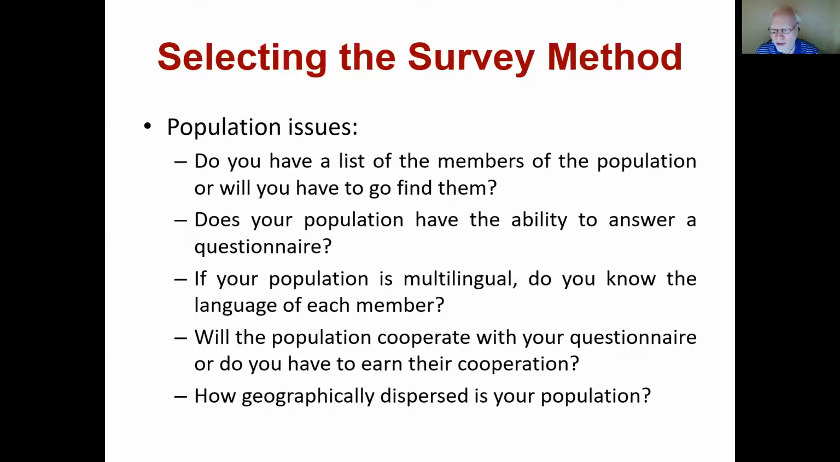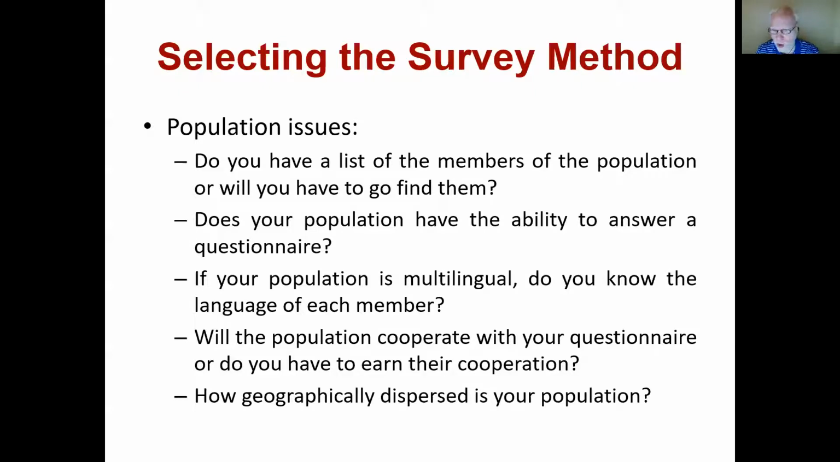Is your population multilingual? Do you know the language of each member? If you're doing a survey in Quebec of all Quebecers, unless you know whether members of a particular household are English or French, you wouldn't be able to do a mail survey unless you included both languages. But you wouldn't want to just be randomly sending out English surveys and hoping that the people you get happen to be English. Now, if you knew what language each household spoke, that wouldn't be as much of a problem.